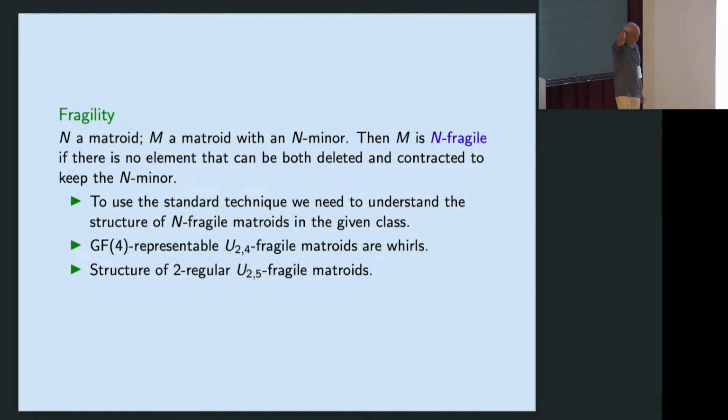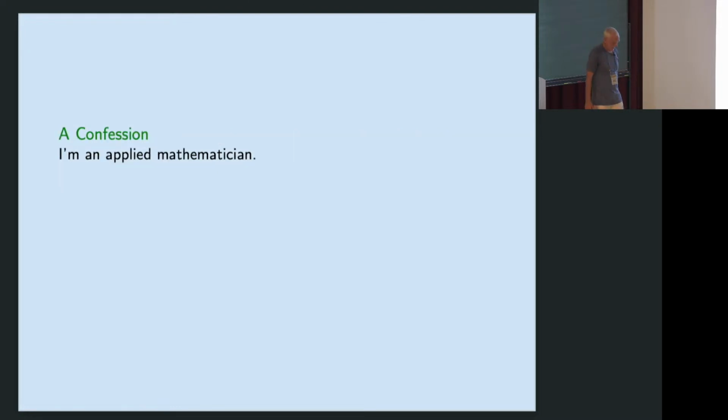For the problem that we were looking at, for 2-regular and 3-regular, we needed to understand the structure of 2-regular U25-fragile matroids. And that means our N is U25, and I'm forgetting about 3-regular just for simplicity. That was a structural problem we needed to solve. You can solve it. The answer's more complicated than whirls, but it gives you a class of matroids of bounded path width, and you can draw pictures of them and finally understand what they are. With enough work, you can eventually get there. And it was a lot of work.